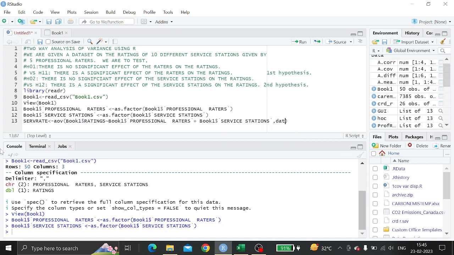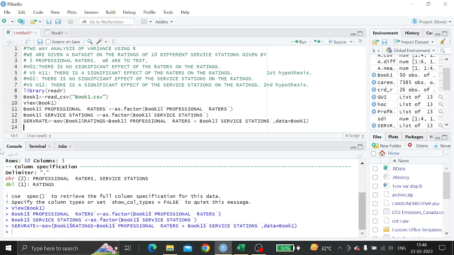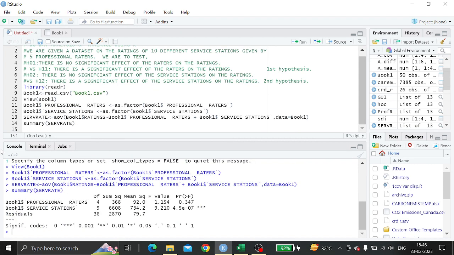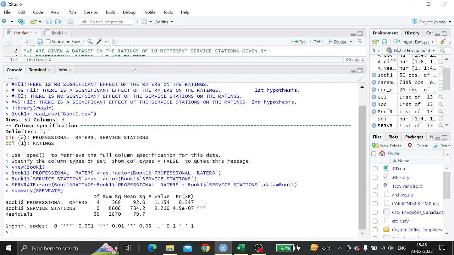Now as you are using the AOV function, you must specify the data at the end. Now I will use the summary function. So this is the ANOVA table which we wanted. Have a look at it.